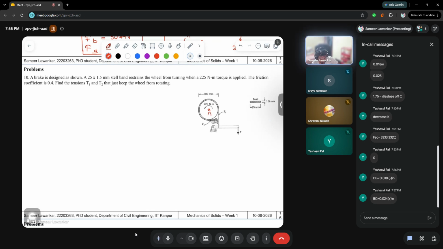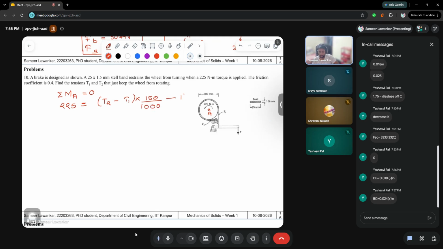So let's say if we call this point A, if we simply do summation of moment about this point A equal to 0 at equilibrium, we can write the moment actually existing, 225, is equal to, if you are assuming anti-clockwise as positive, 225 into T2 is in opposite direction, so it's T2 minus T1 into the distance. What is the distance? Distance is 300 divided by 2, that is 150 mm. 150 can be written as 150 by 1000. So this is your first equation.